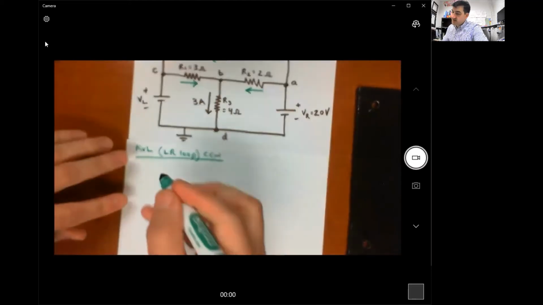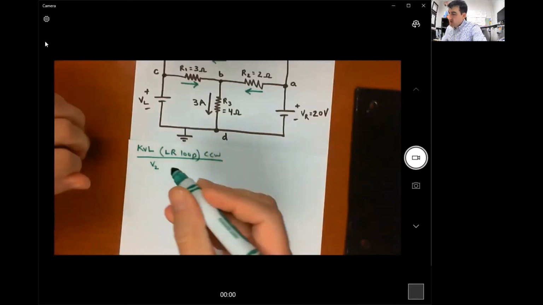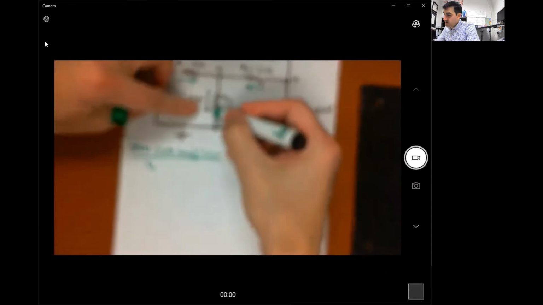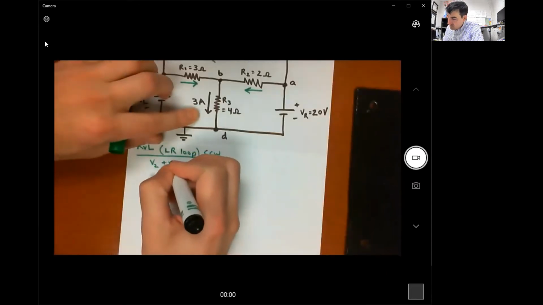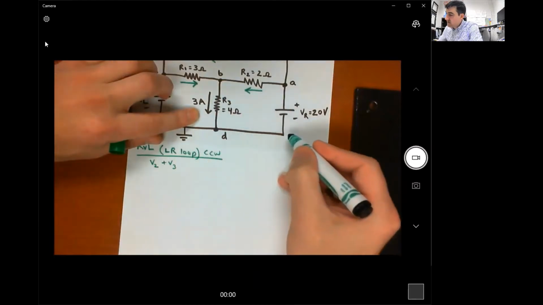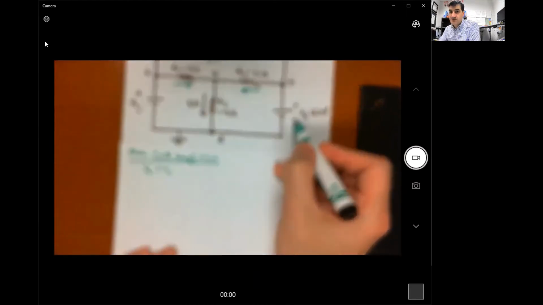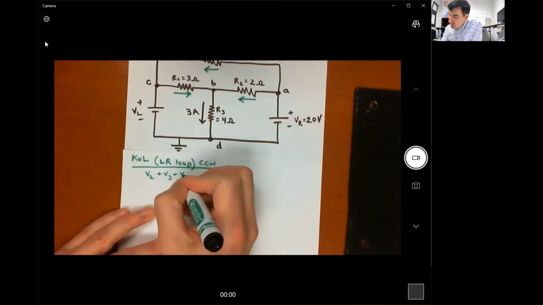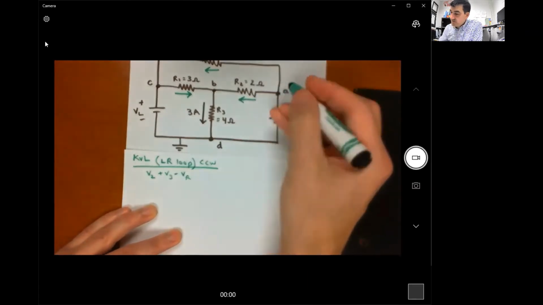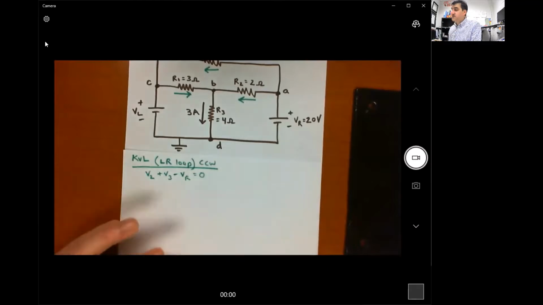So I take positive V2. And then I'm going with the arrow here, so I take plus V3. Then I get over here and I come to the negative sign first for V sub R, so I take minus V sub R. And then I get to where I started from, so I set it equal to 0.